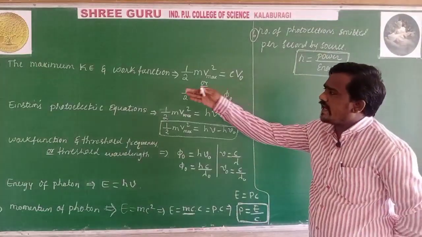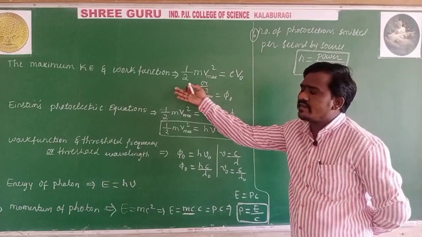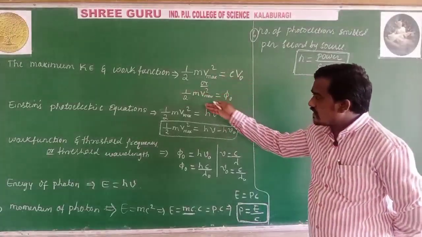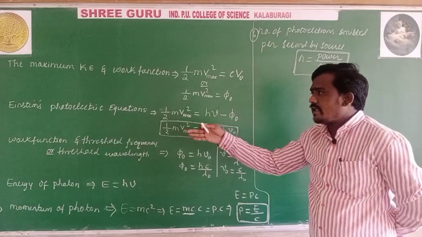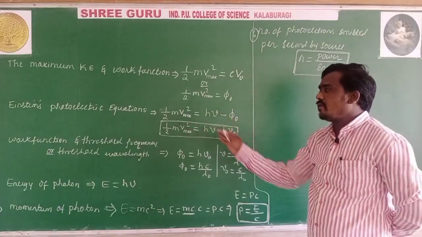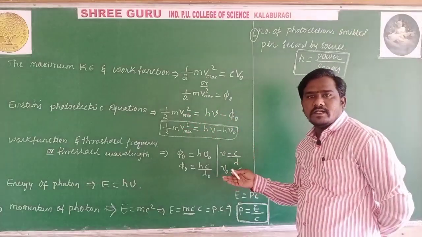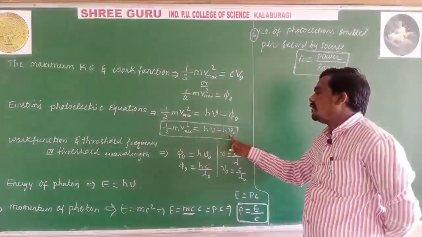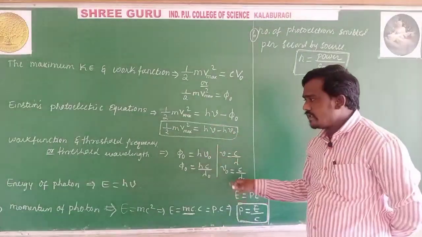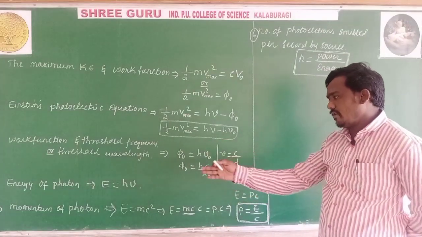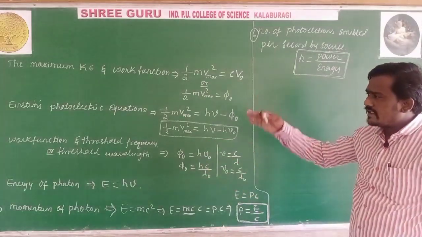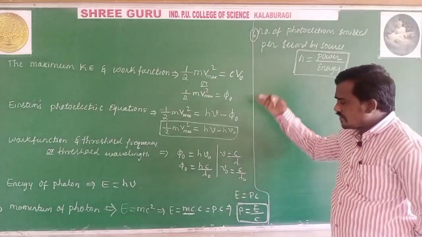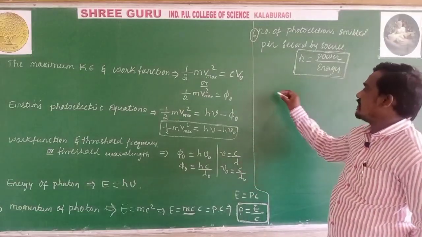If they ask for the relation between maximum kinetic energy and work function, just use this relation. If they ask in the question for the photoelectric equation on the basis of kinetic energy and frequency, just use this one. And for threshold frequency or energy of photons, if they ask, we should use these expressions.